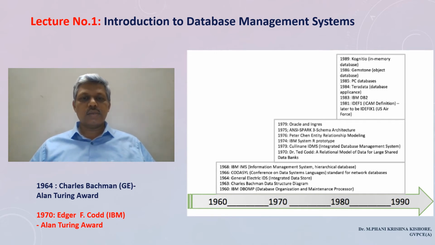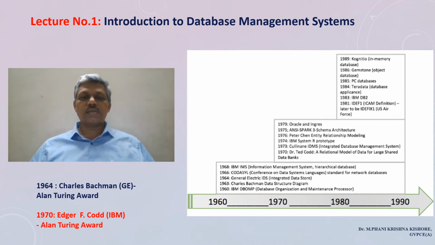And in 1963, Charles Bachman came up with the data structure diagram, and that is one of the turning points. He was awarded the Alan Turing Award, which is equivalent to the Nobel Prize in Computer Science, and he revolutionized the way in which we look at the data. After that, in 1964, General Electric built IDS, the Integrated Data Store, based on Bachman's idea, and it became a huge success at that point of time.